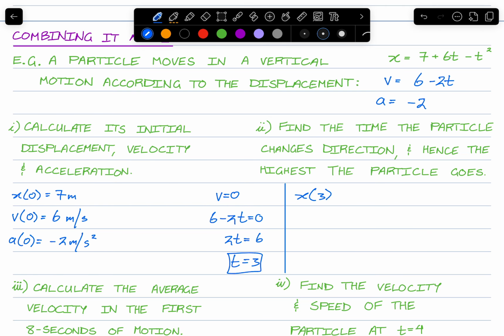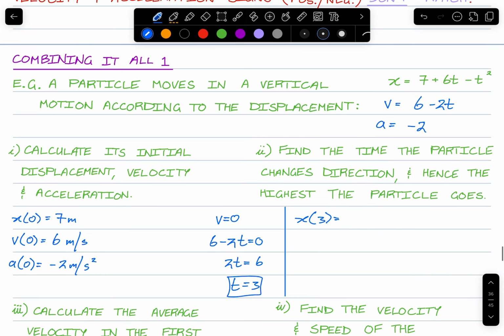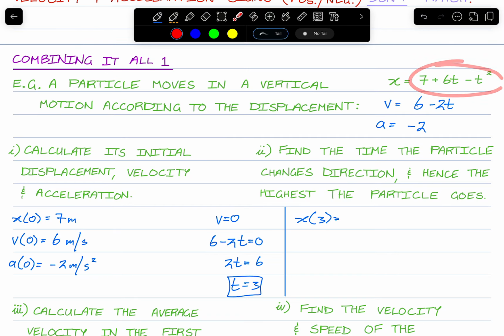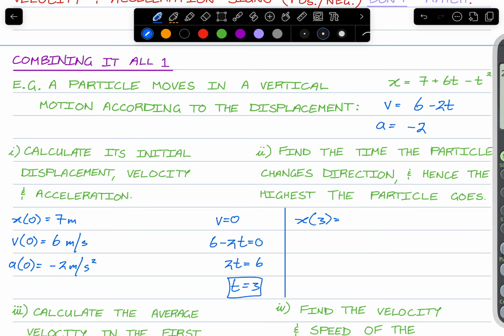x of 3 at this point. I'm just going to use a physical calculator here to type this in, where t equals 3. So 7 plus 6 times 3 minus 3 squared. That gives me 16 meters. Okay, so let's keep going from here.